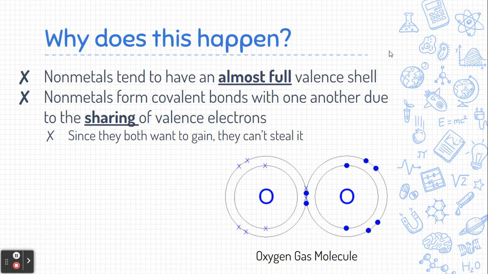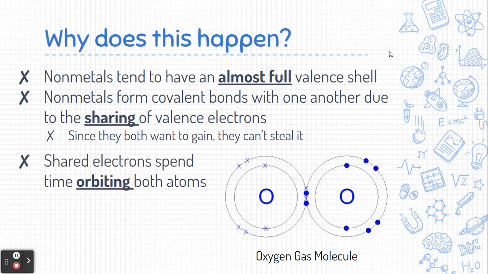Since they both want to gain, because they are on which side of the periodic table? Right. They are both on the right. They are gainers, but they can't both gain. So they end up not able to what? They can't steal, like the old stuff we did, or fully gain. Okay? Yes. Shared electrons spend time.